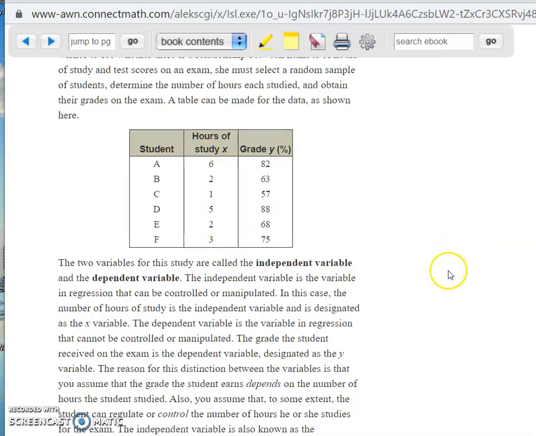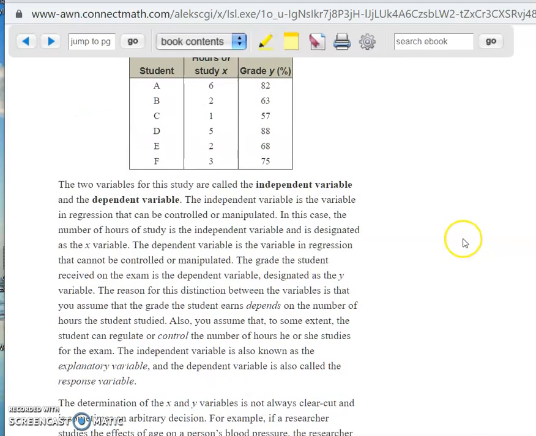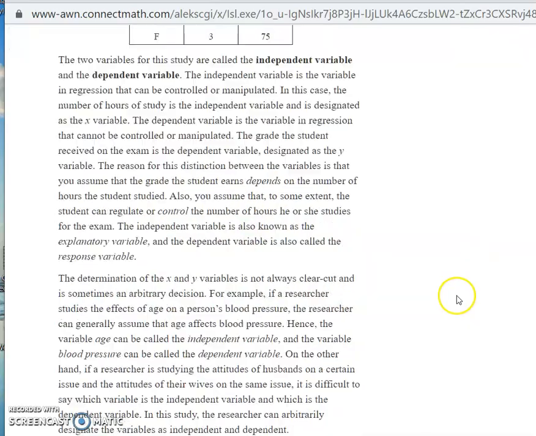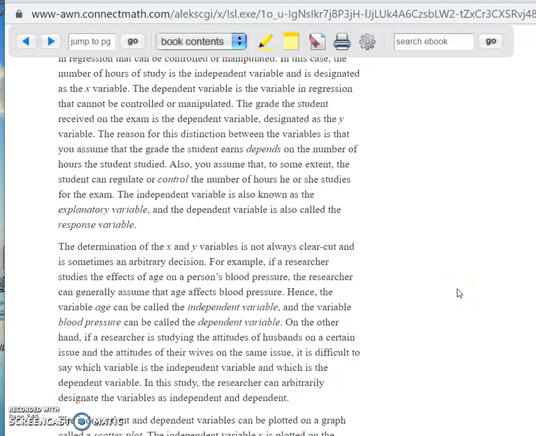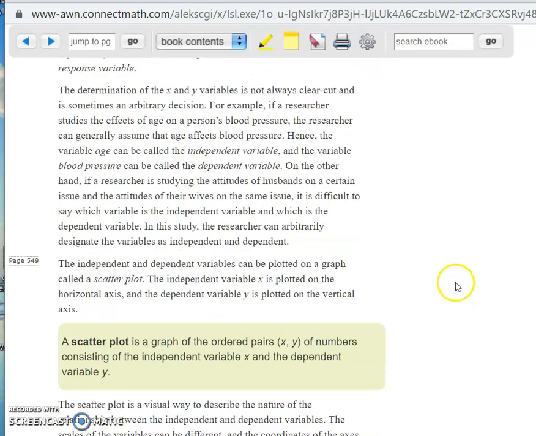You can control how many hours you study. We call that an independent variable. These over here, you really don't control, right? I mean, you do the best you can, but you don't control what your score is. So that's what he explains in here. So there's the independent and the dependent variables. And this is very good advice, very good information here about it's not always clear cut. It's not always for sure which one is independent and which one is dependent.